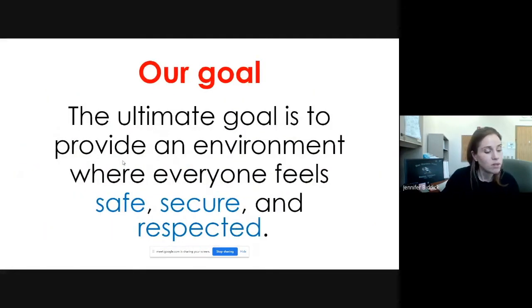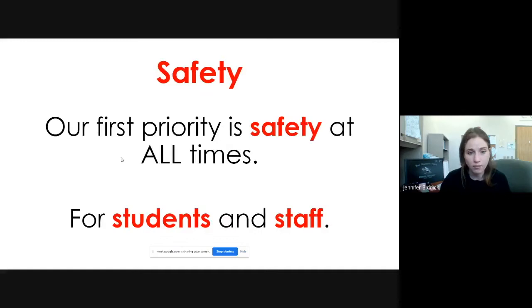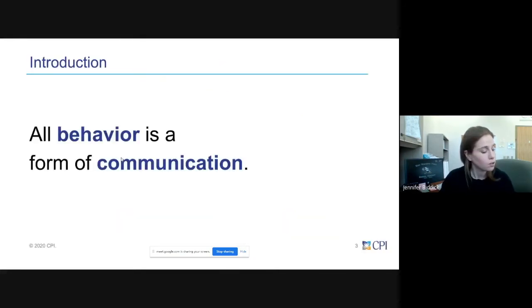So our ultimate goal is to provide an environment where everybody feels safe, secure, and respected. So that includes our students as well as all of us as staff members. Safety is our first priority at all times, again, for our students and all of our staff. So now this is from CPI. And we're just going to start off by talking about behavior as a form of communication.